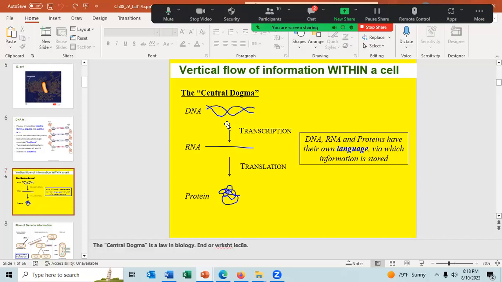The central dogma happens only in our cells. For example, in viruses, information can move from RNA to DNA. So the central dogma happens in our cells, but in retroviruses, the information actually flows from RNA to DNA. And we'll talk more about that later when we're talking about retroviruses. Any question about any of that?